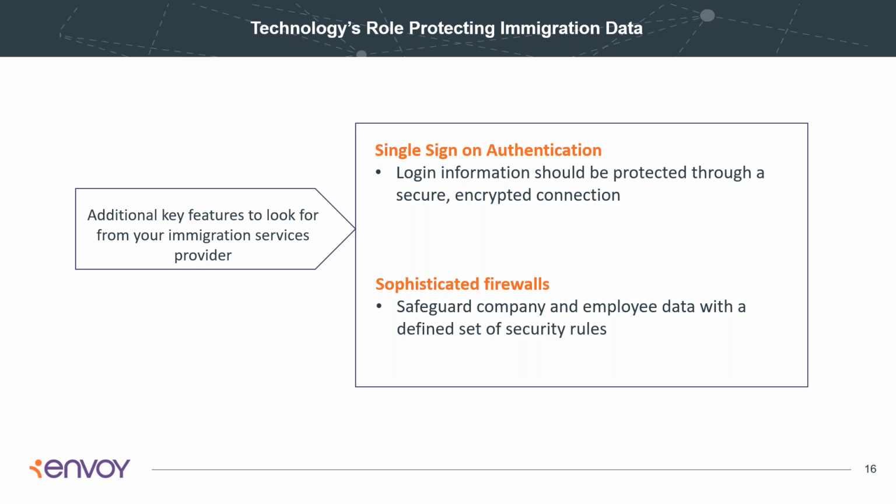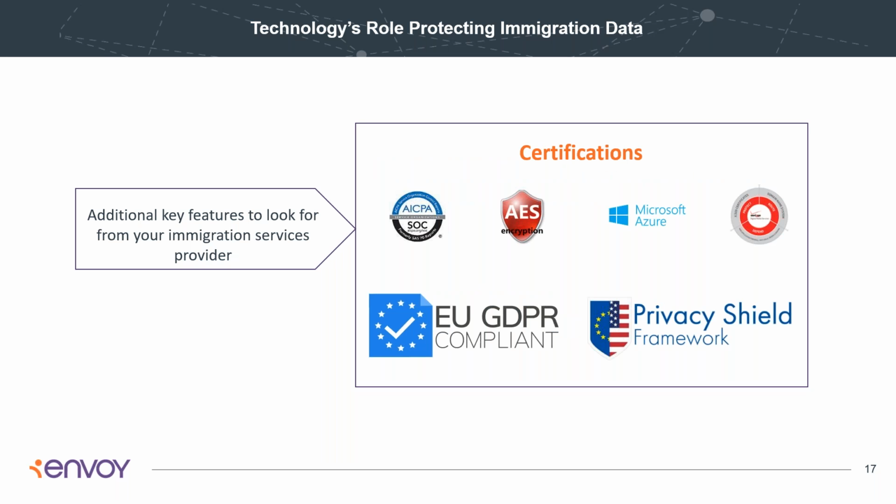Gotcha. And then another one is our sophisticated firewalls to safeguard employee and company data as well. Additionally, additional features to look for from an immigration services provider are certifications. And these are just some examples. Big ones being the GDPR compliance. We've all heard it. It's been in effect for, I believe, a little bit over a year now. Privacy Shield framework. So just ensuring that your immigration service provider has the latest certifications.